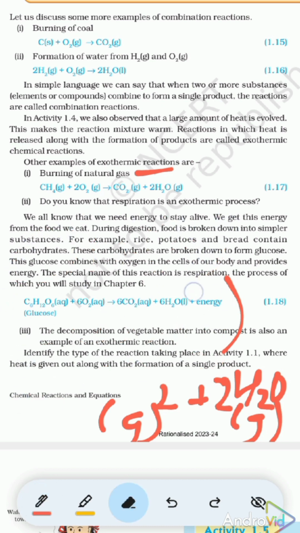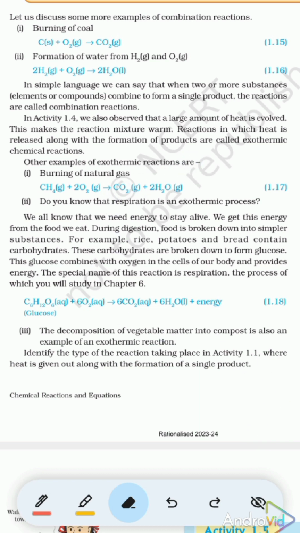We can also say that respiration is an exothermic process. Why? Because during respiration, heat energy is released. We all know that we need energy to stay alive. We get this energy from the food we eat. During digestion, food is broken down into simpler substances. For example, the food we eat, such as rice, potatoes, vegetables, and bread, contains carbohydrates. These carbohydrates are broken down to form glucose. This glucose combines with oxygen in the cells of our body and provides energy. The special name of this reaction is respiration, and hence respiration is an exothermic process.